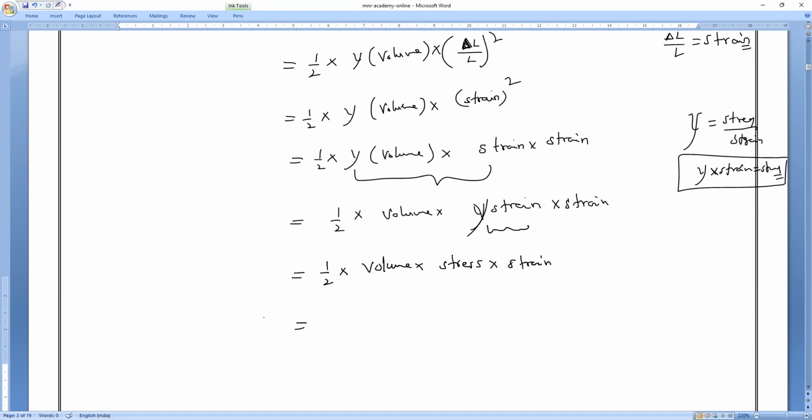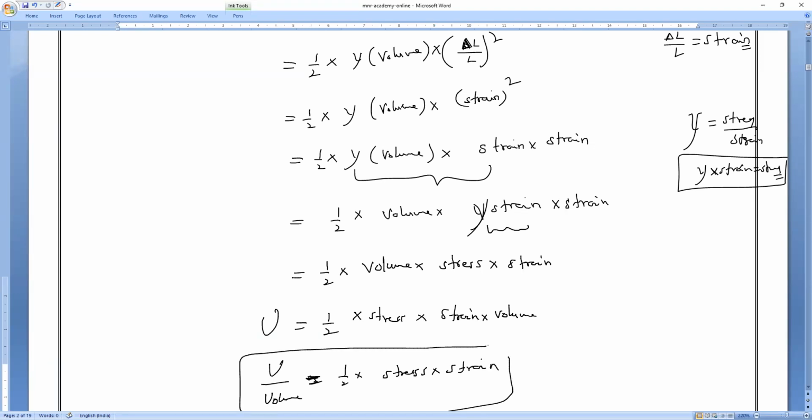So check it, everybody. The energy stored in the spring is equal to what? The same formula we got. Am I right or wrong? Verify it. Stress into strain into volume. So if you want to calculate energy stored per unit volume, it is equal to, everybody, half into stress into strain. Any doubt, anybody can ask me.